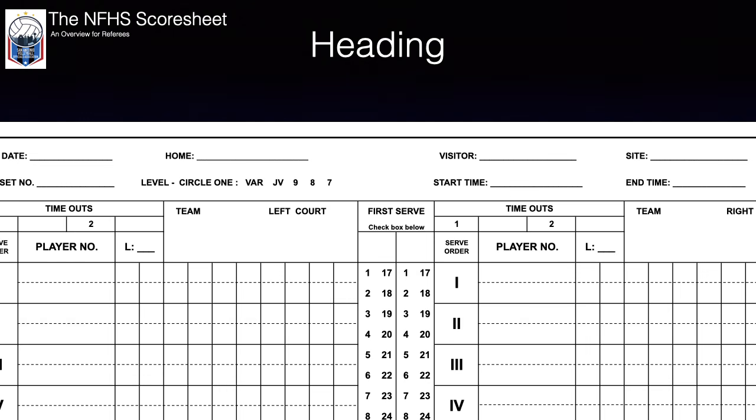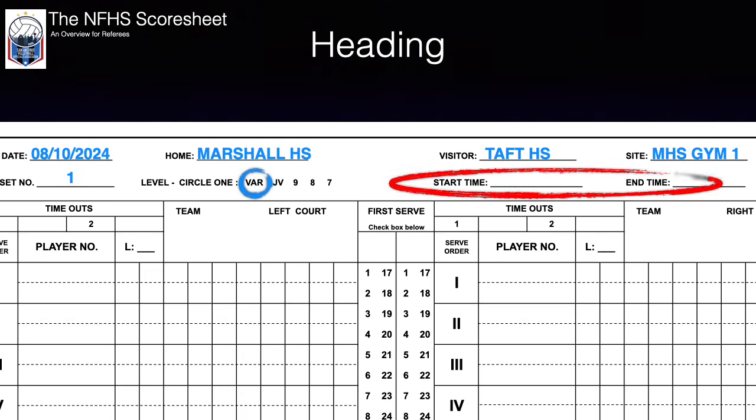Once the scorer arrives at the table, they should begin filling out the heading section of the score sheet, including match date, home and visiting teams, school site, gym or match location, the set number, and level of play. The set start time will be annotated at the beckon for first serve, and the set end time will be noted at the conclusion of the set.